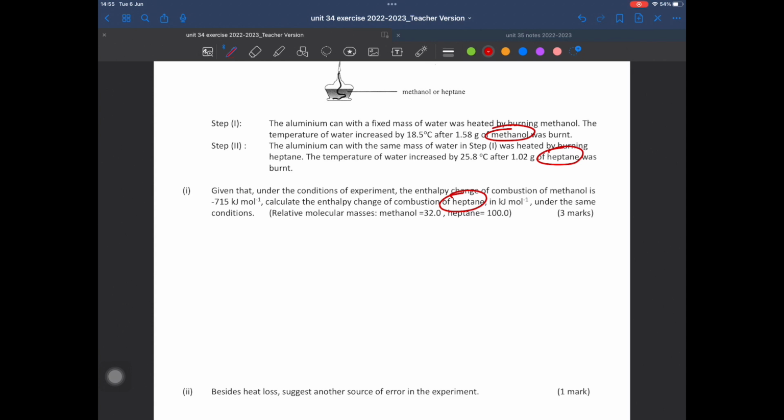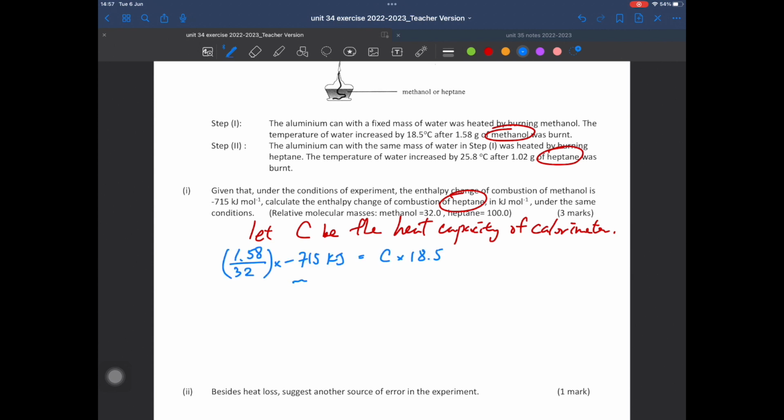So first of all, you assume the heat capacity of the calorimeter to be C. For step 1, here shows, if 1 mole of methanol is burned, then it will give you 700 something kilojoules. But now we only have 1.58 over 32 mole. Okay, doesn't matter. Finally, the calorimeter increased the temperature by 18.5 degrees Celsius.